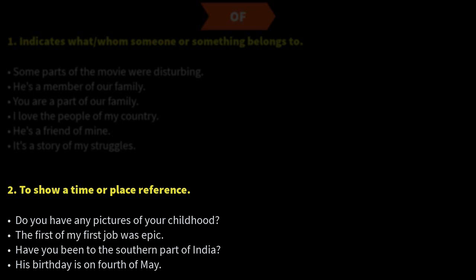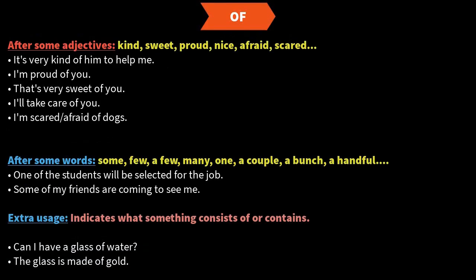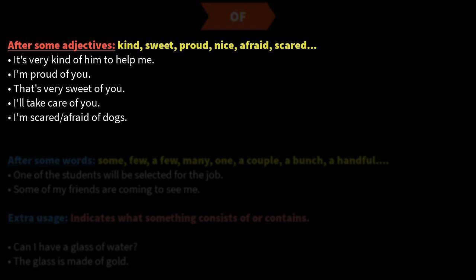Have you been to the southern part of India? Southern part of India, referring to a particular place. His birthday is on the 4th of May. 4th of May. Again, referring to a particular day. So that's the second way to use it. Guys, we have some adjectives in English that are generally followed by this preposition of. Adjectives like kind, proud, sweet, scared, afraid.